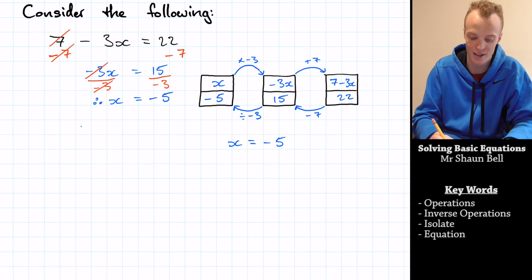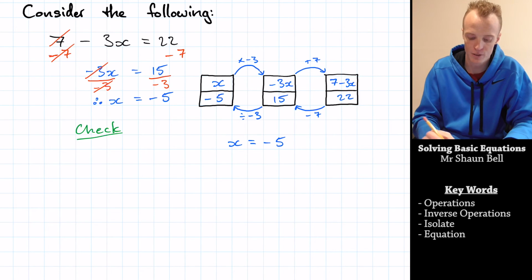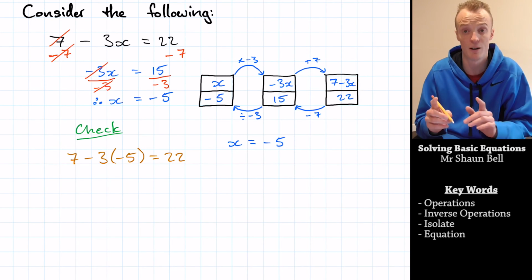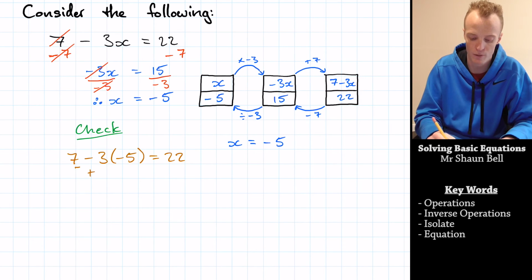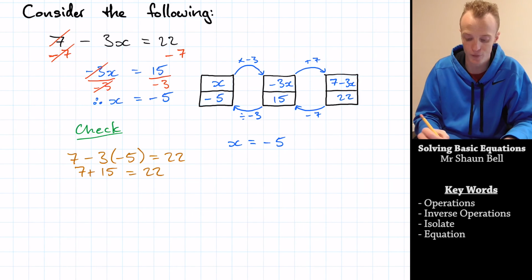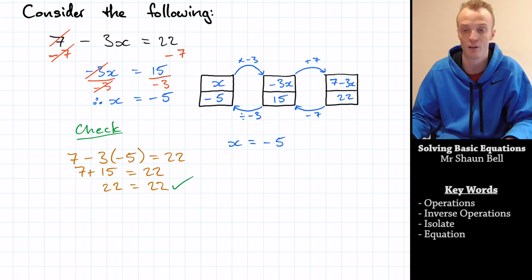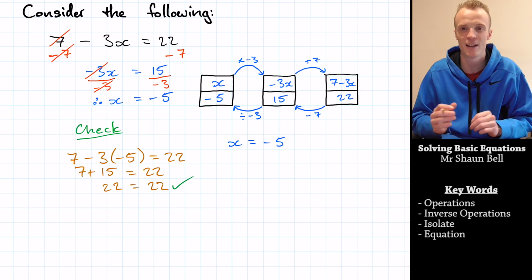Now of course, we can check our solution by using substitution. So let's do that now. Our original statement had 7 subtract 3 times x. Our x value is -5, and that equaled 22. Now, -3 times -5, a negative times a negative is going to be a positive. So we've got 7 plus 3 times 5, which is 15, and that should equal 22. 7 plus 15 does equal 22, so therefore we've found ourselves the correct solution, which is x is equal to -5.